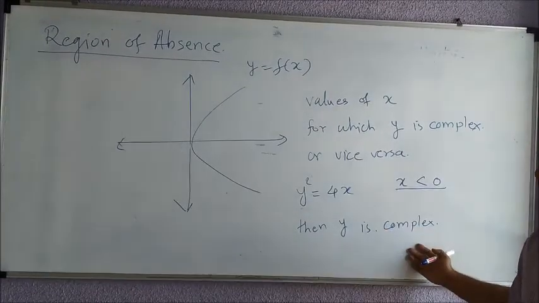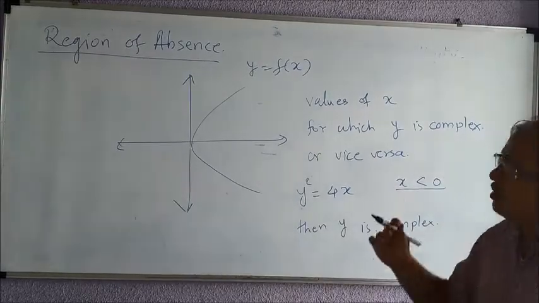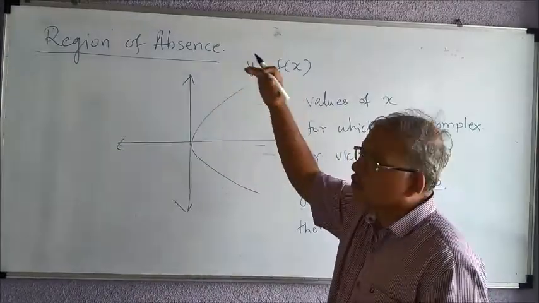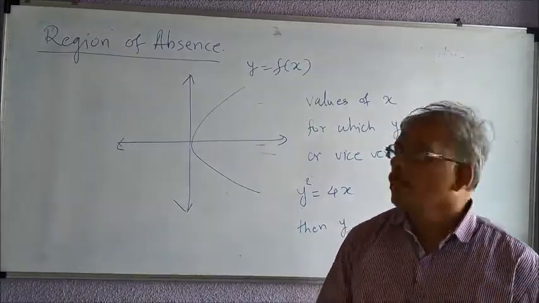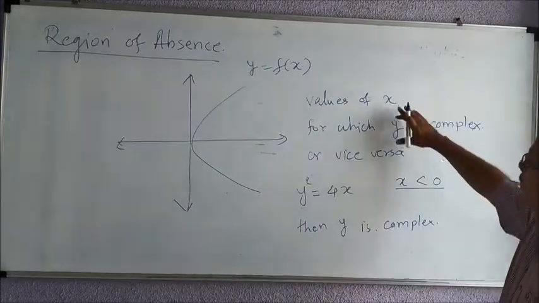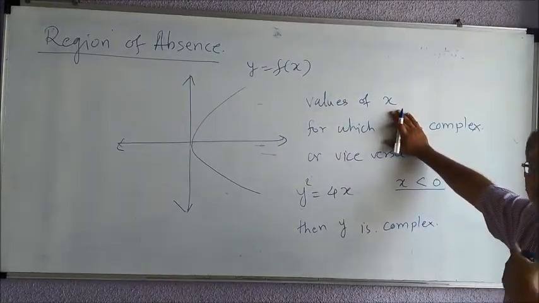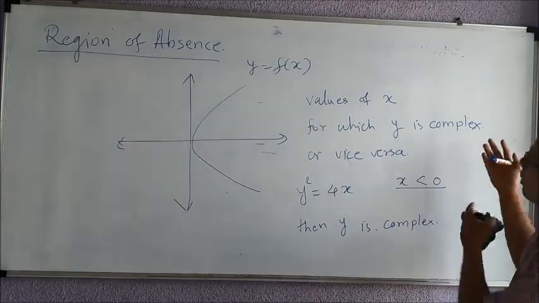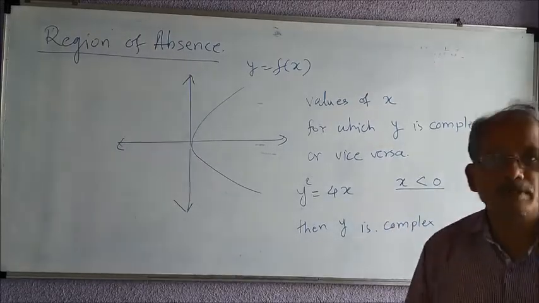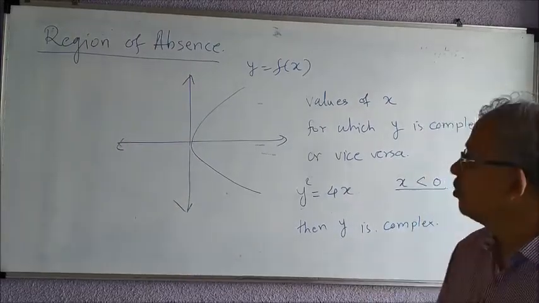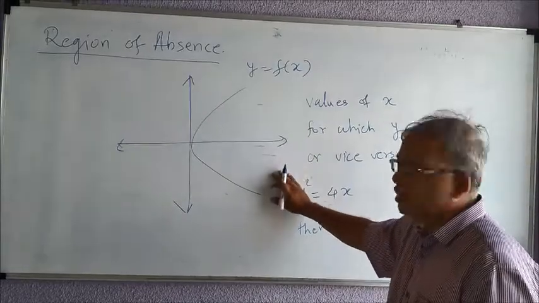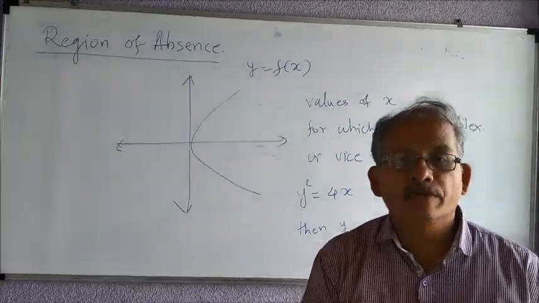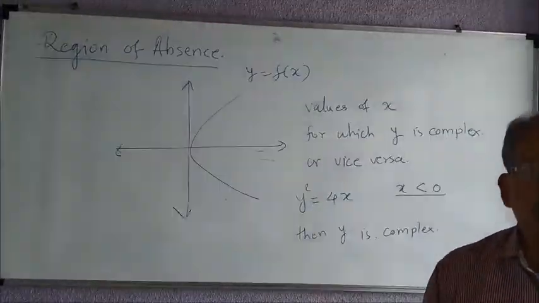y is complex. So for a given equation, it is very necessary that we determine the region of existence of the curve, and that can be calculated by looking at the values of x for which y is complex. Or vice versa, looking for values of y for which x is complex. So we will get the region of existence, and accordingly we can see where the curve exists and we can draw in that part.